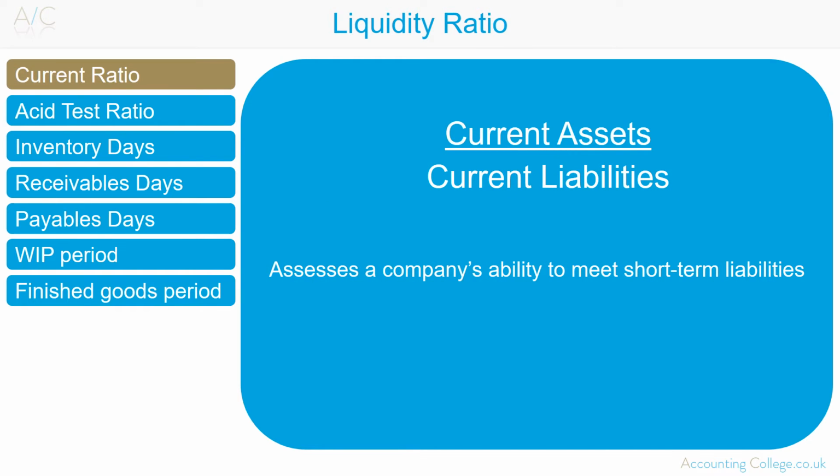Current ratio. Current ratio is a comparison of an organization's current assets to its current liabilities. The current ratio compares liabilities that will fall due within 1 year with cash balances and assets that should turn into cash within the year. It assesses the company's ability to meet its short-term liabilities.